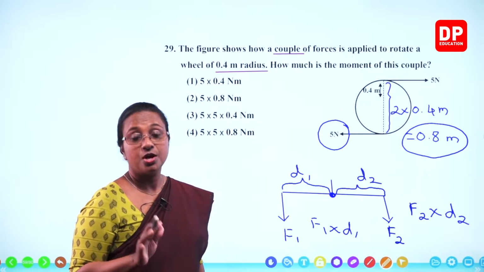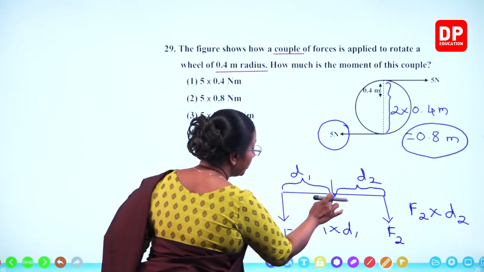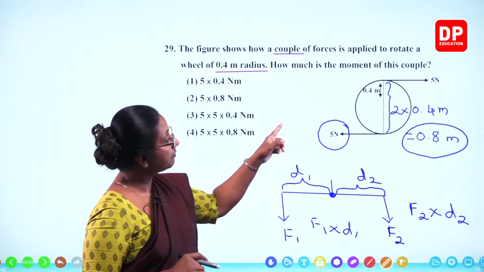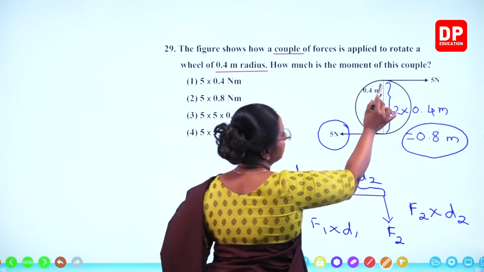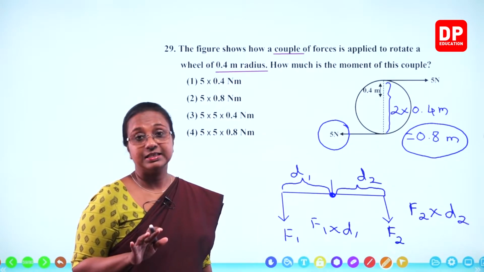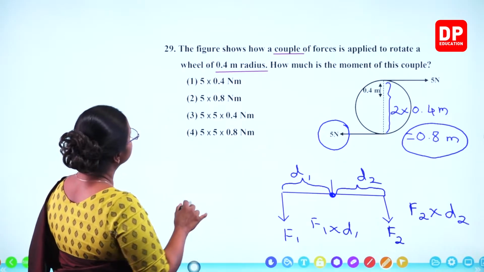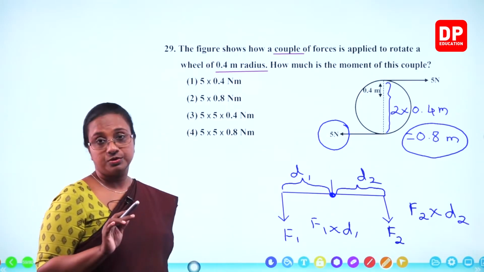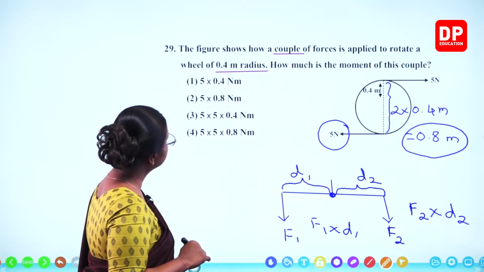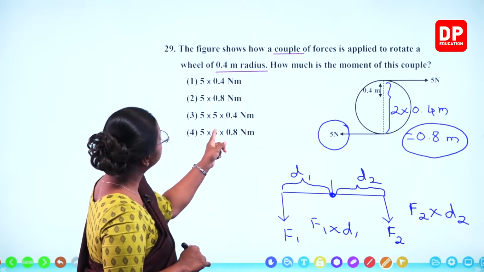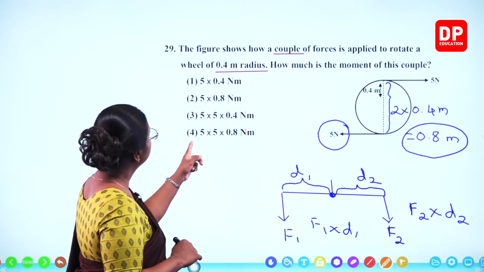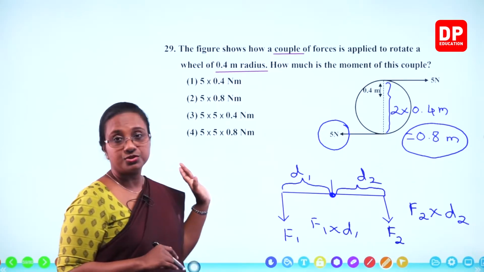Is that clear, students? Moment of force, from the point of rotation, you consider the distance to the force. But moment of the couple, you need to consider the distance between the two forces. Is that clear? So then, if we look at the answers, 5 into 0.4, no. That is only half the distance, the radius. 5 into 0.8, that is correct. And 5 into 0.8, no. We only take one magnitude of force. 5 into 0.8, that is also not correct.